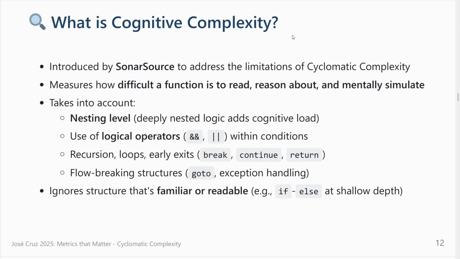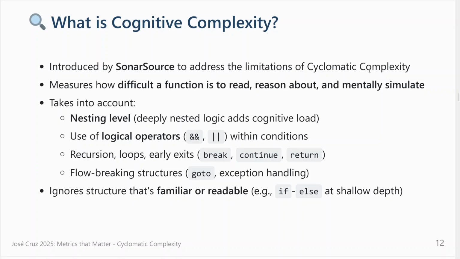So what is the cognitive complexity? It was introduced by SonarSource to address the limitations of the cyclomatic complexity. What is the limitation of the cyclomatic complexity? The idea of the cyclomatic complexity is to measure the paths, but sometimes you have multiple paths, but they are readable by a human. You have good variable names and you say, okay, maybe I have these conditions and I can understand what's happening here.